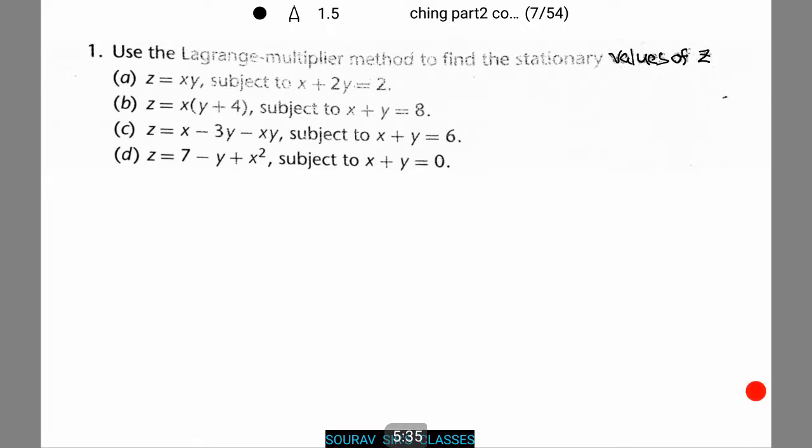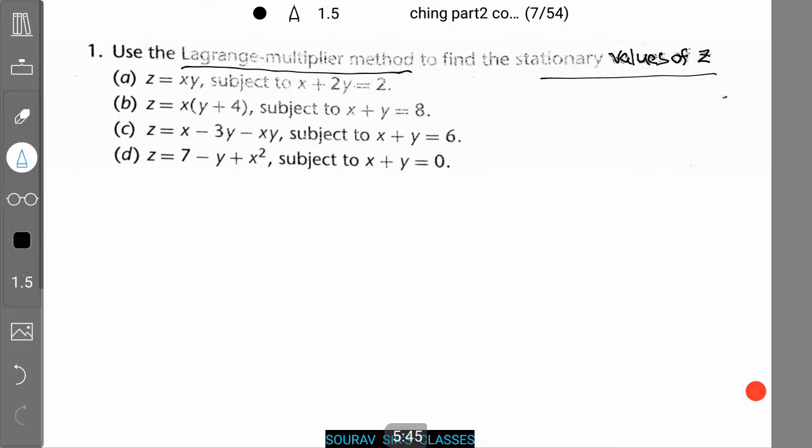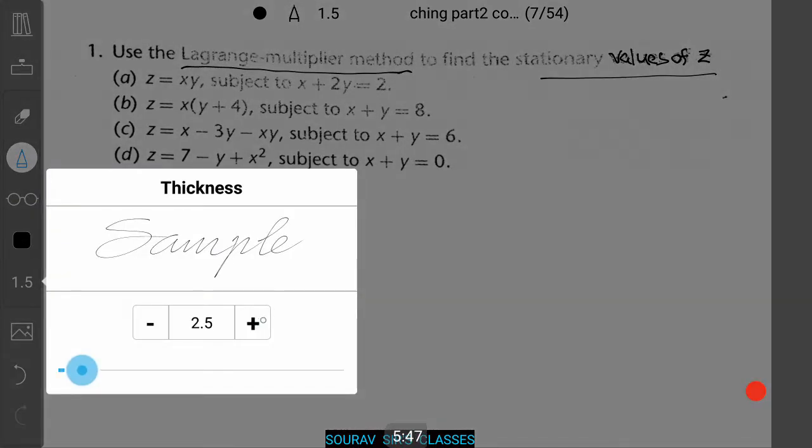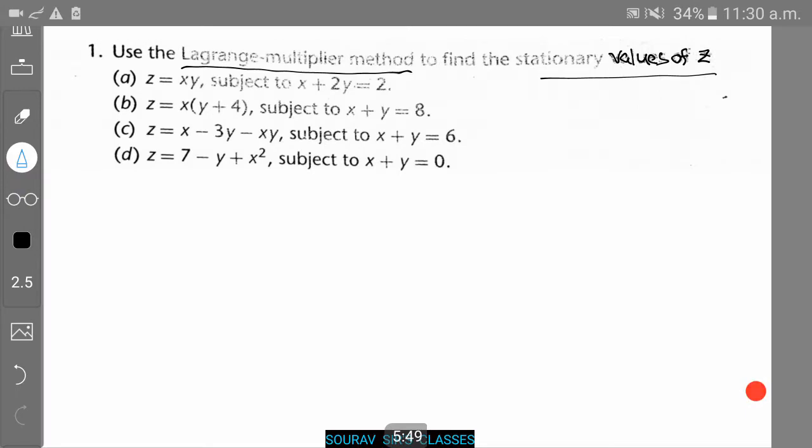Now we'll solve a very famous problem. We need to use the Lagrange multiplier method to find the stationary values of z. Let me make it a little brighter. Okay, let's do the first one.